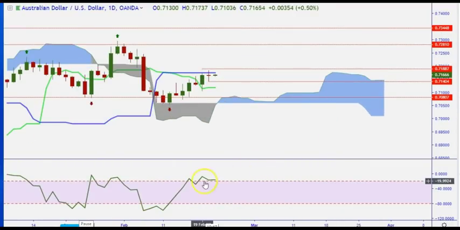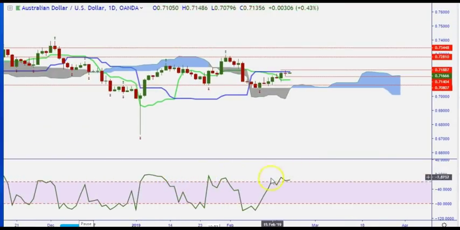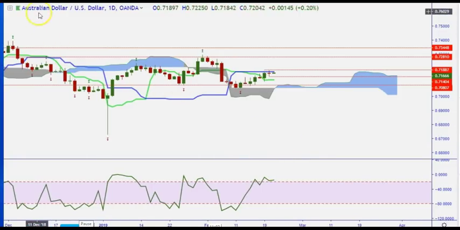All right, so at this point, I don't see any super strong divergences, and really Williams percent R is not the one to use for that. But based off of what I see with this, I don't see major divergences. Let's go to the 4-hour.